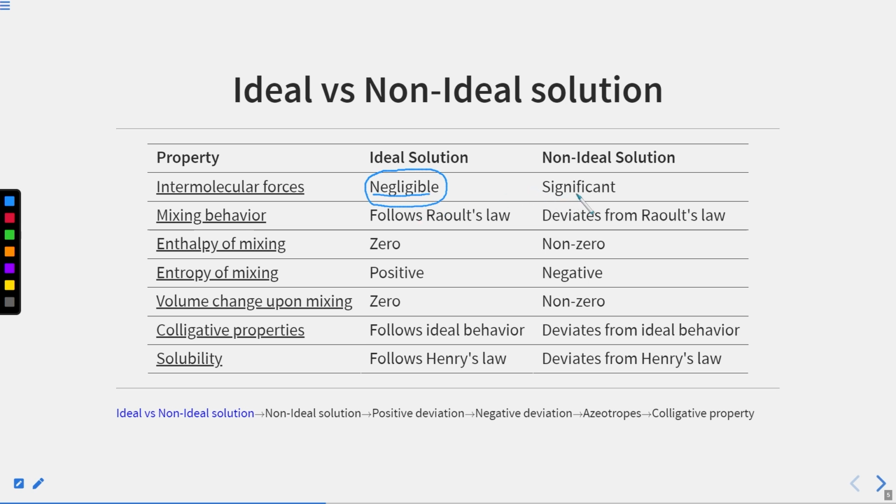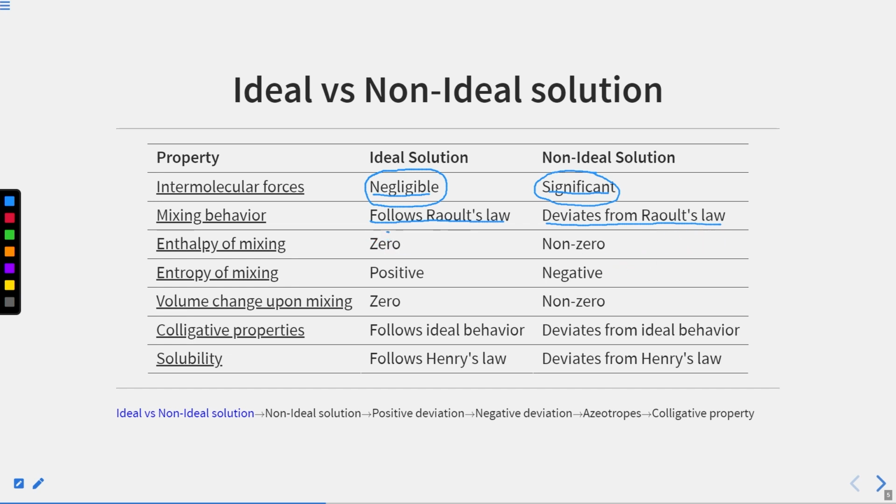Now, if the interaction is significant, meaning it is showing a great attraction between these particles or repulsion, in either case we will say that the solution is non-ideal. An ideal solution will follow Raoult's law. We will see how Raoult's law is violated due to the presence of these intermolecular forces, and vice versa, it deviates from Raoult's law.